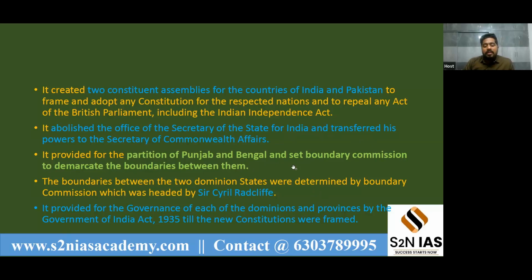It provided for the partition of Punjab and Bengal and set up a boundary commission to demarcate the boundaries between them. And then this guy called Sir Cyril Radcliffe, who didn't know the Indian geography, came to India like a holiday spot just 2 weeks before the partition, took a pencil and an A4 sheet and demarcated: yes, this is the boundary of Pakistan, this is the boundary of India. Let you fight and die in the name of Hindu-Muslim religion. But they gave good names like boundary commission, demarcation commission, etc. But in reality, Sir Cyril Radcliffe had no knowledge of Indian geography and Indian polity.